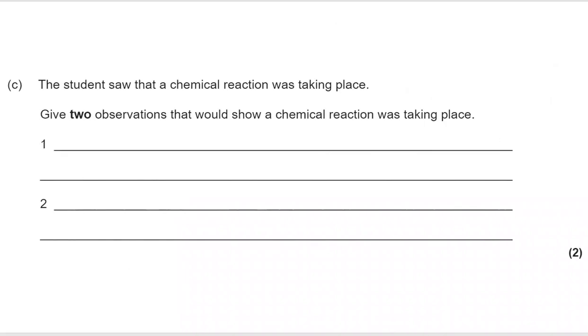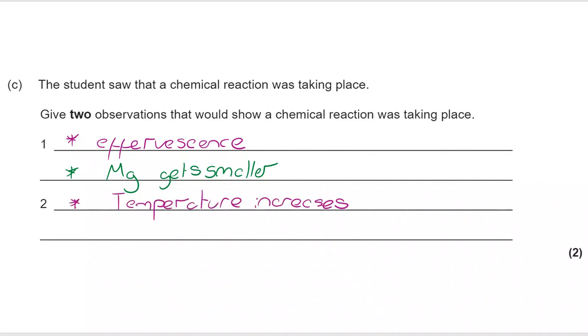For part C, the student saw a reaction was taking place, a chemical reaction. Give 2 observations that would show a chemical reaction taking place. Well, you might see effervescence. If a gas is being produced, you'll see bubbles forming. You might see that the magnesium pieces are getting smaller as they react with the acid. And you might actually be measuring the temperature, and it's an exothermic reaction, so the temperature goes up.